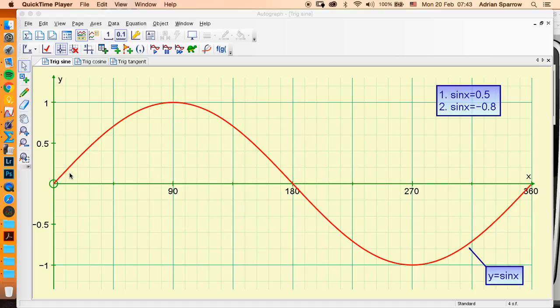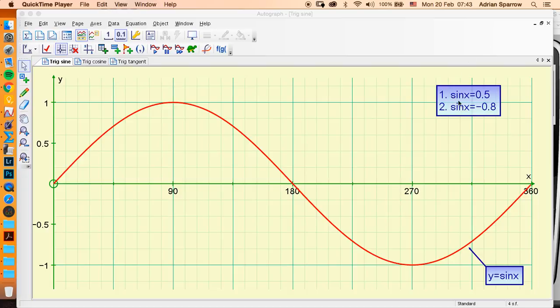Okay, we're going to look at the sine curve in this video. So I've already drawn this sine curve from 0 to 360 degrees, and I want to solve these two equations. Now this sine curve, you really want to have a good mental image of that. You should be able to recall that in your mind at any time.